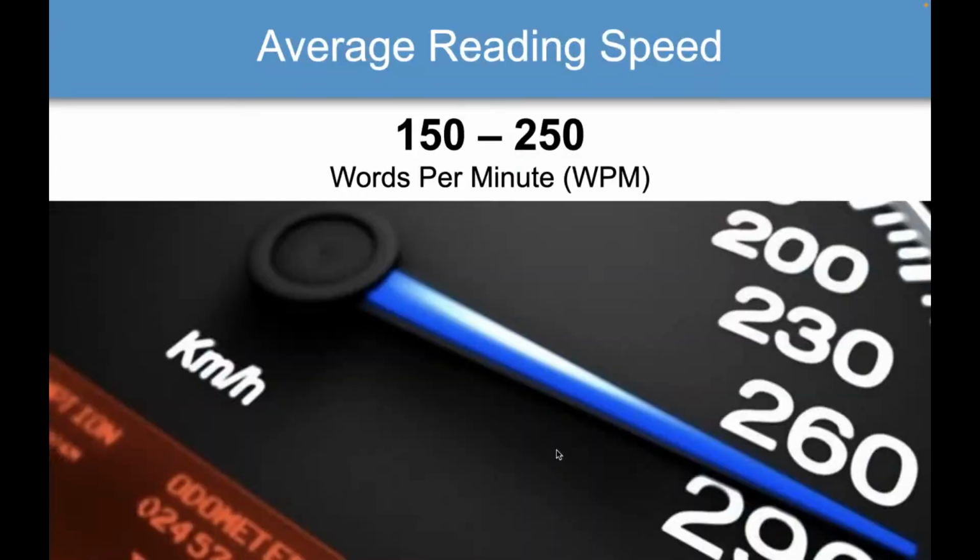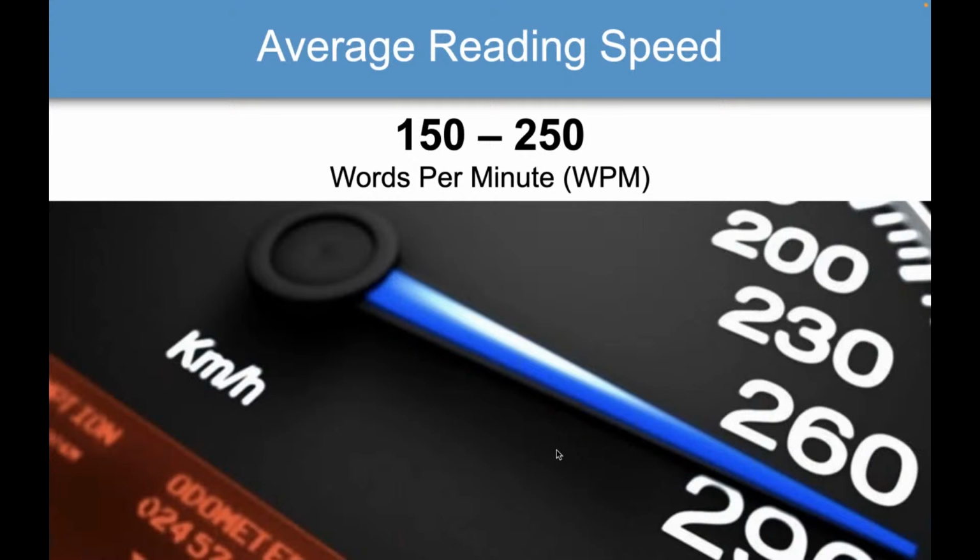Here is the average, by the way. This is the average reading speed for the adult populace. It doesn't take into account education. I'll show you the average for that in a moment. But 150 to 250 words per minute, that's the average reading speed. So you might be in that average, you might be above average, or maybe you're below average.